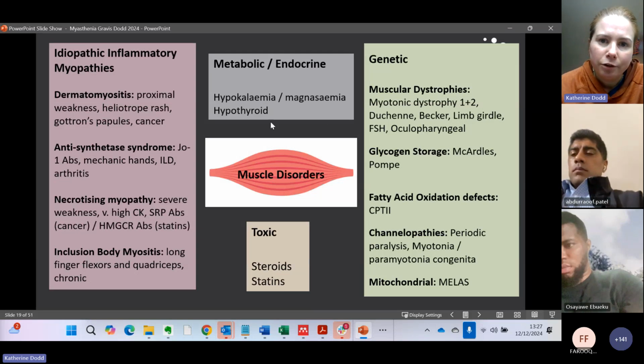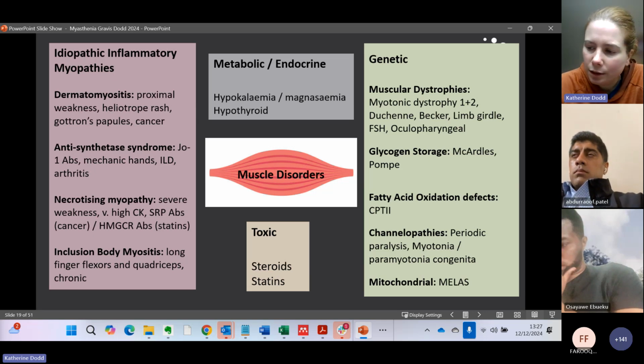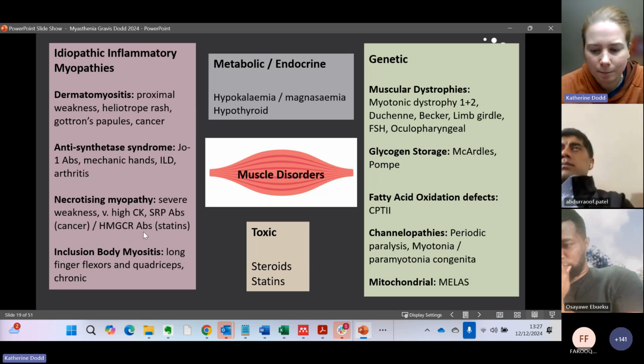Then you've got metabolic and endocrine things which can affect the muscles, so hypokalemia, hypomagnesemia, and hypothyroidism, and toxic causes like steroids and statins. So, I mean, my suggestion to you guys would be, if someone's got muscle weakness and you're not quite sure if it's muscle or neuromuscular junction, worth checking a CK. If the CK is up, and it's a sort of acute-ish history, you think it might be inflammatory, then there's a myositis panel you can send, but you also need to send these separately. The HMG-CR antibodies are not on the myositis panel, so you do need to send those as well, particularly if they've recently started statins.